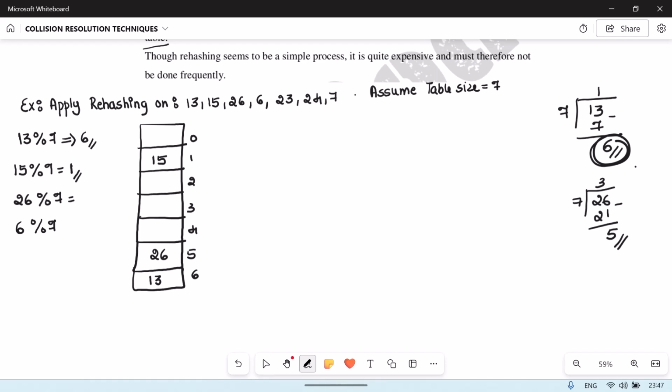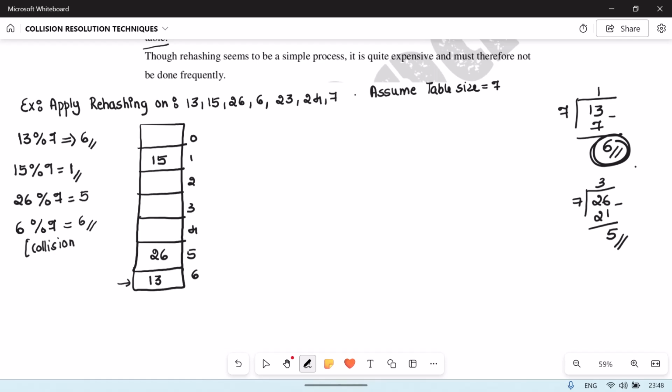Okay. 26 mod 7. 26 mod 7 is 5, so it is placed here. So next is 6 mod 7, which is equal to 6. 6 mod 7 is 6, but 6 is already having the value. So the collision happens. Here the collision has occurred.